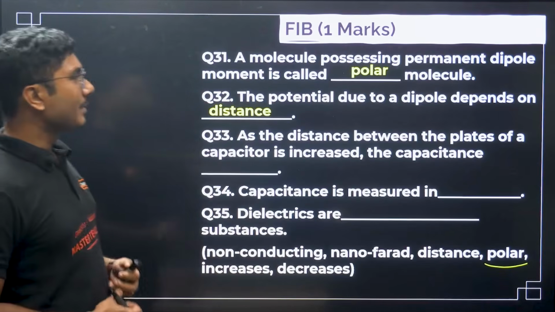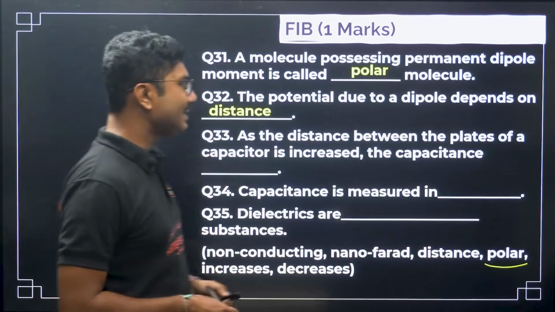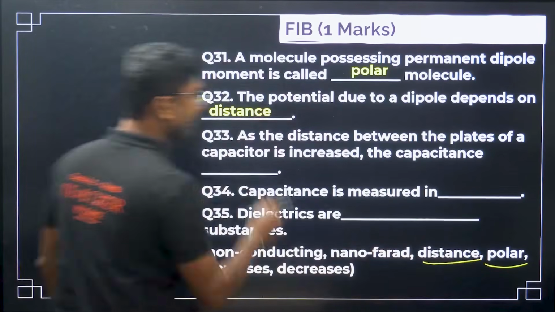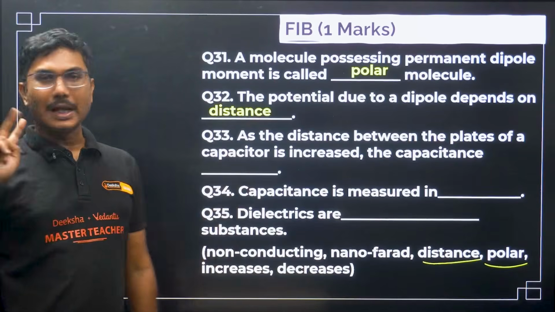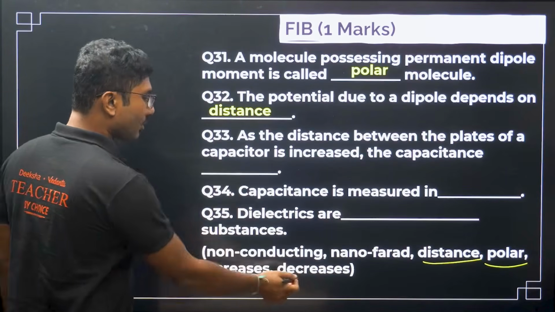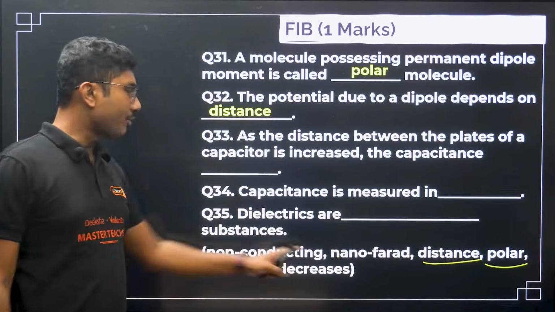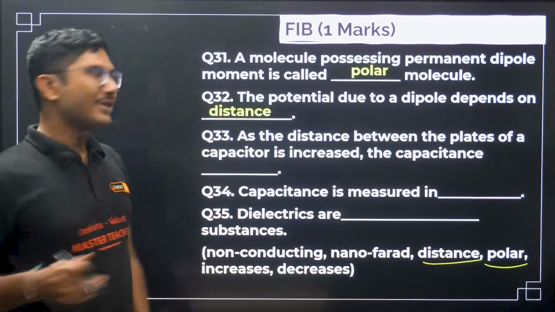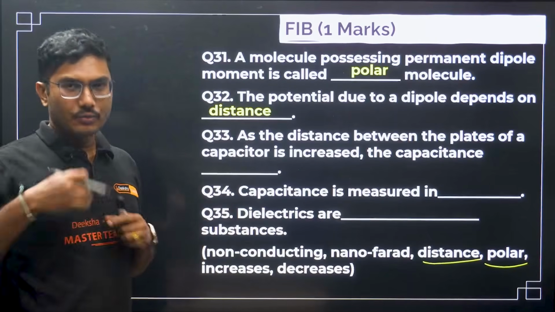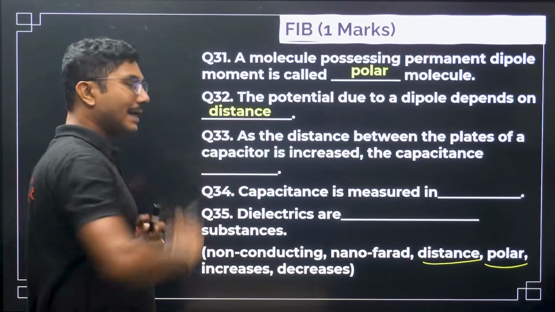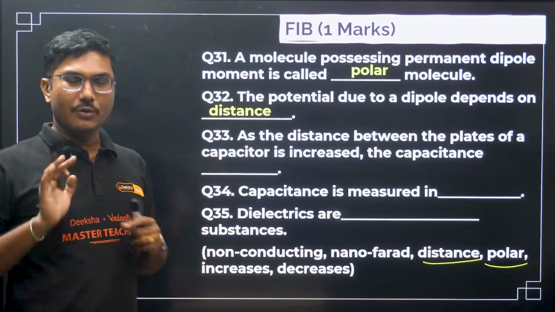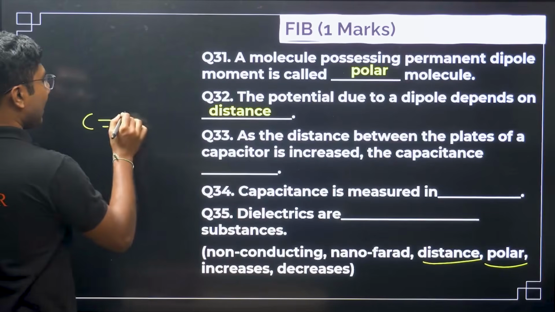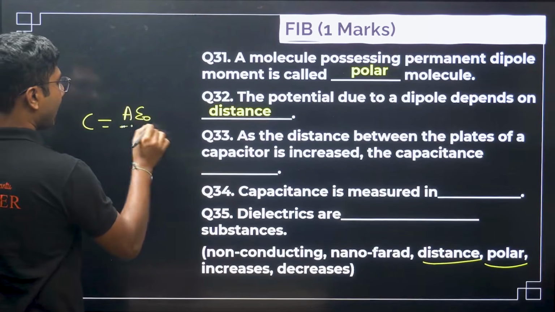As the distance between the plates of a capacitor is increased, the capacitance dash. Now if you see this option, this is also done. Now if you see this question, there are two possible answers. Either it can be increases or it can be decreases. Both these options make sense in this particular question. So in this case you have to be careful. If you are not sure, you can skip that, and later on, after confirming all of your doubts, you can answer such questions. But here we know that capacitance is area epsilon naught by distance.